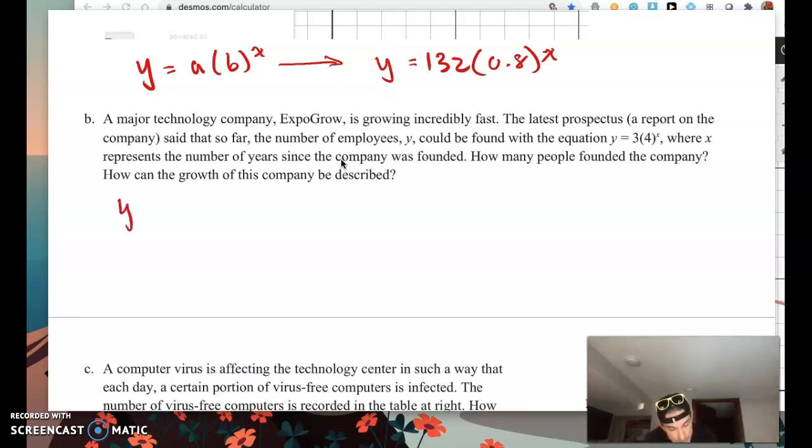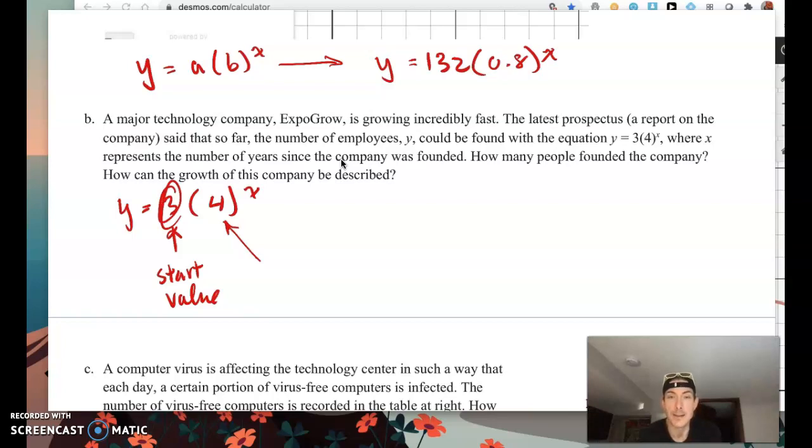Well, if I take this and write it just like they give it to me, Y equals 3 times 4 to the x power. Remember, this is our starting value, and what that's representing is the number of people who started the company. So if I was going to say, how many people started the company? I'd say 3. And then how can this growth be described? Well, this is a multiplier, right? This is our growth multiplier, and we're multiplying by 4 every single time. That's what that exponent represents, repeated multiplication by 4.